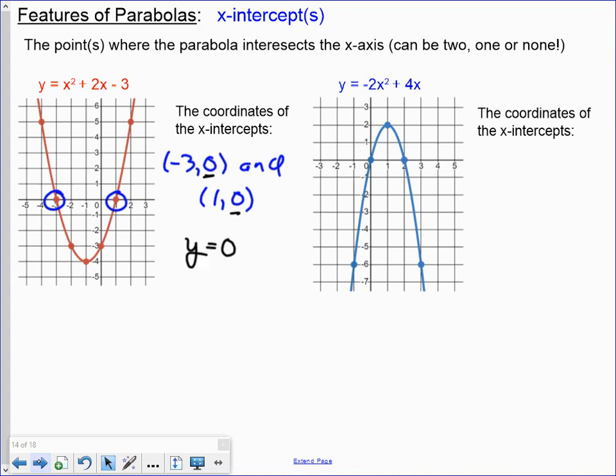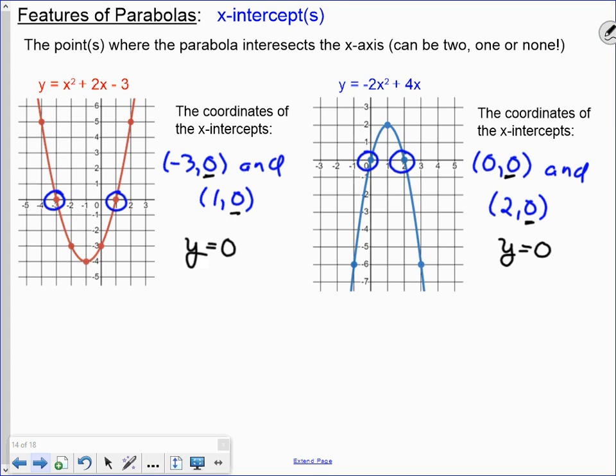For our parabola on the right here, our x-intercepts are here and here. These are the points (0, 0) and (2, 0). Again, at an x-intercept, y is equal to 0. So both of these parabolas have two x-intercepts.